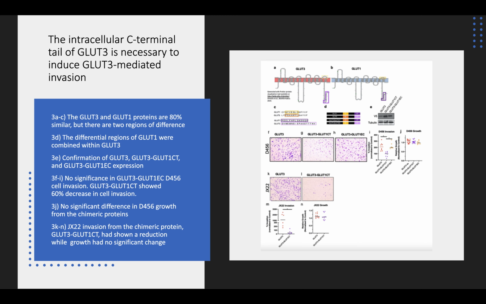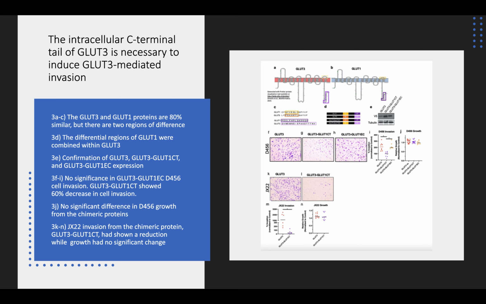For figure 3J, as it relates to D456 growth, the y-axis represents the relative growth normalized to control, and on the x-axis we see GLUT3, GLUT3-GLUT1CT, and GLUT3-GLUT1EC. In figure 3J, there was no significant difference in D456 growth from the chimeric proteins.